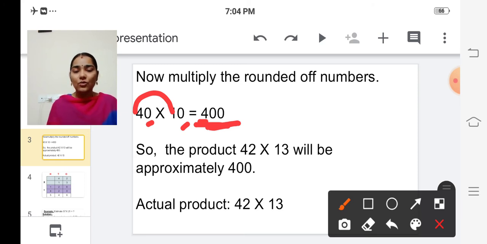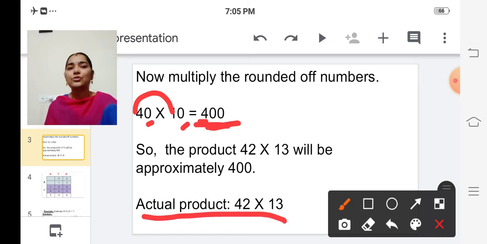Okay, it is easy now. To find the estimated product, what do we have to do? We have to round off the given numbers to the nearest 10 and then find the product of those rounded off numbers. That is the estimated product. Now we will find out the actual product.